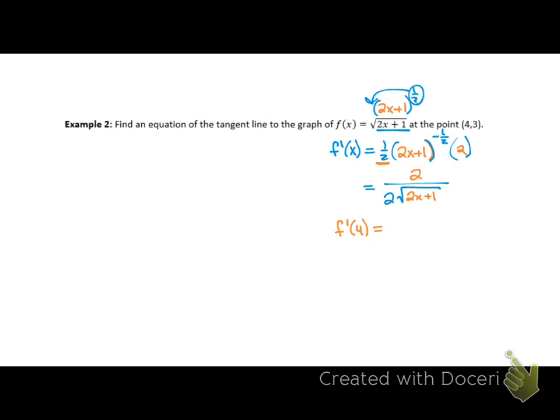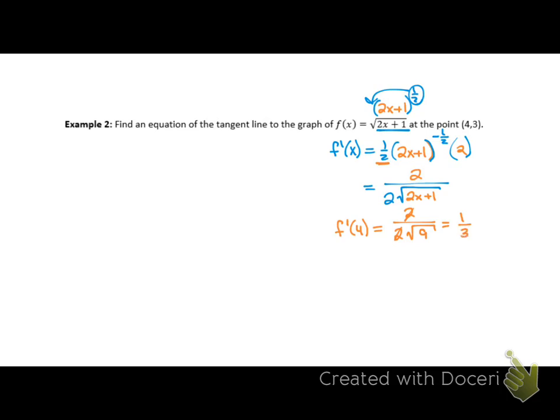So I'm going to have 2 over 2 times the square root of, what is that? 2 times 4 is 8 plus 1 is 9, so 9. Now those 2s do cancel. And the square root of 9 is 3, so the answer is 1/3. But that's just the slope.